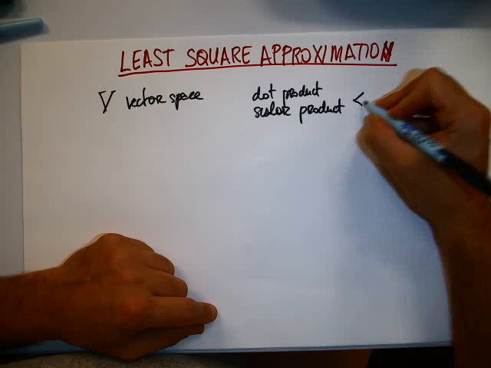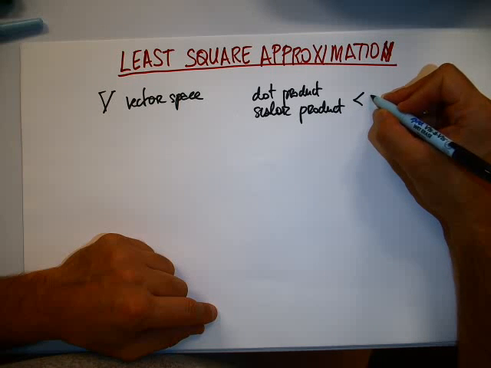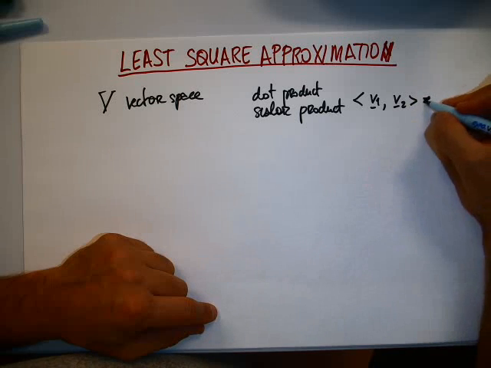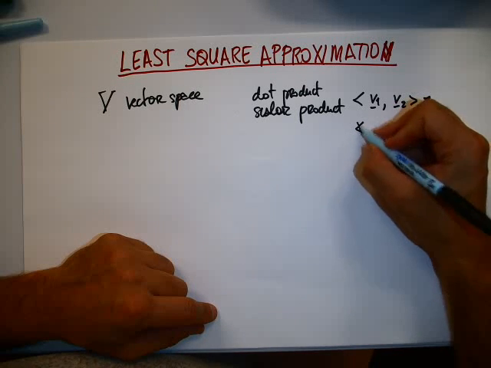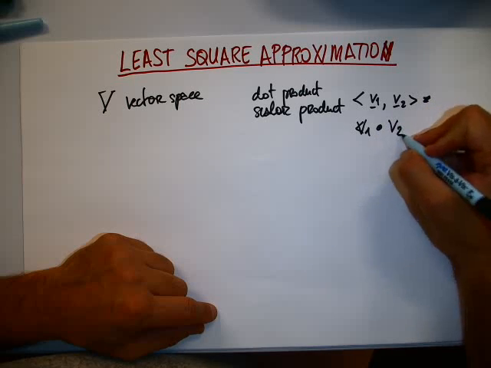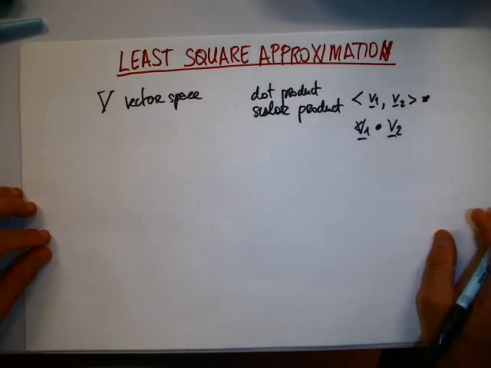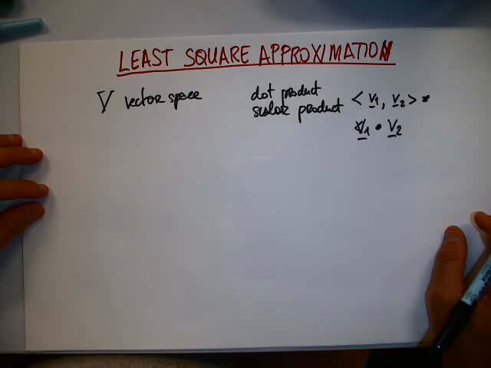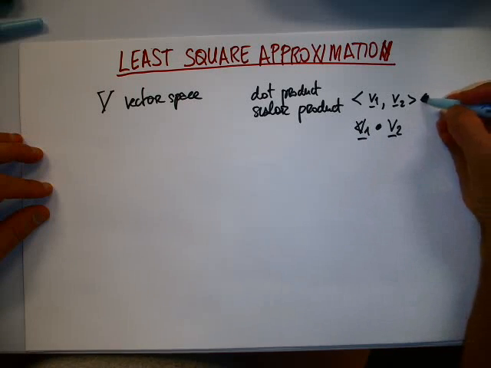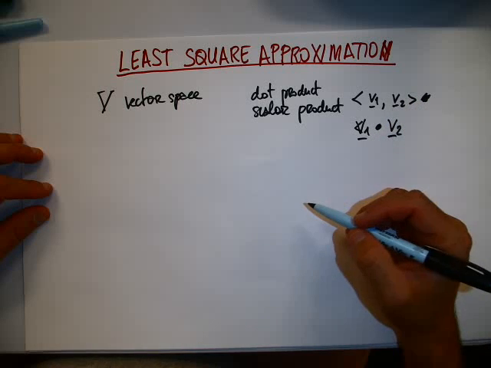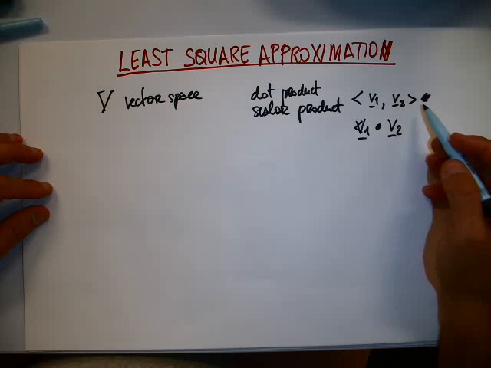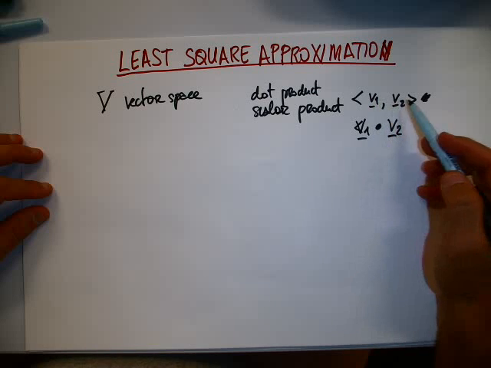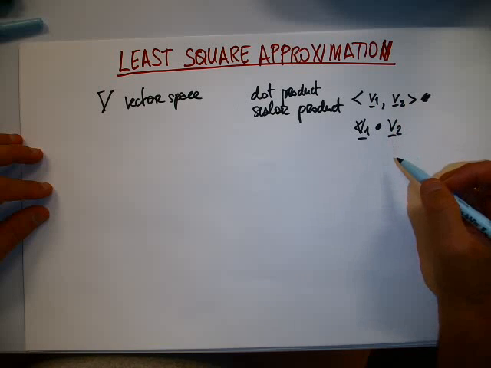That we call V1, V2, or V1 dot V2. Okay? And I assume you already know what the properties of the dot product are. It has to be bilinear in V1 and V2. It has to be positive definite, and it's going to be 0 only when V1 or V2 is equal to 0.